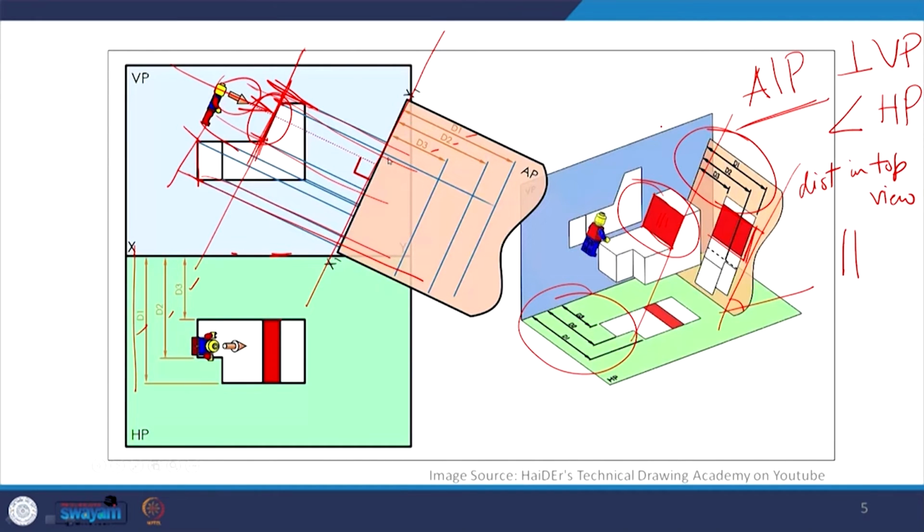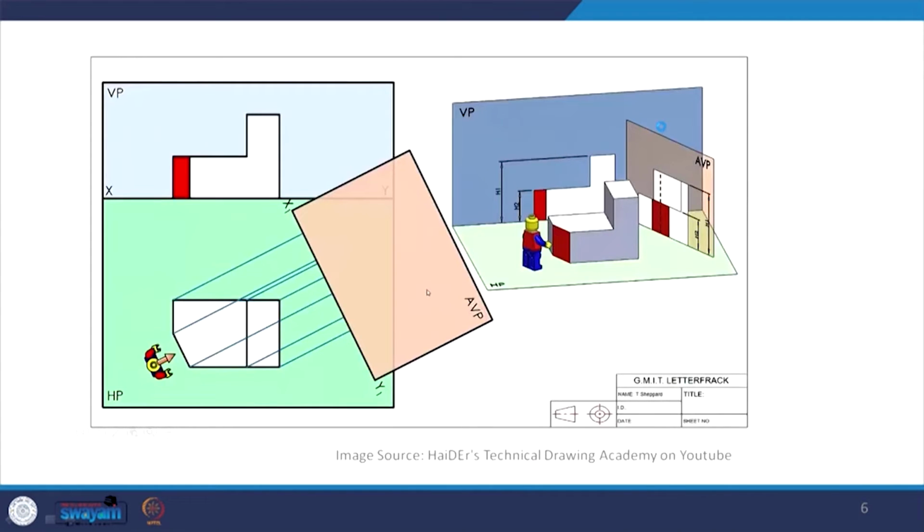However, if we have the other case, so suppose we have a surface like this. So this was the surface which was inclined to VP. So we will draw an auxiliary vertical plane. In the previous case, it was an auxiliary inclined plane. Now it is an auxiliary vertical plane. In that case, what happens?